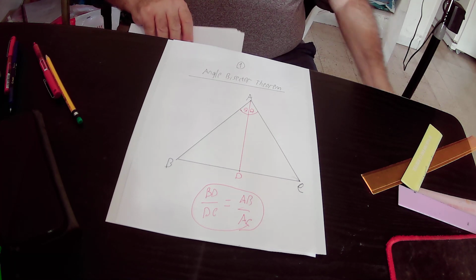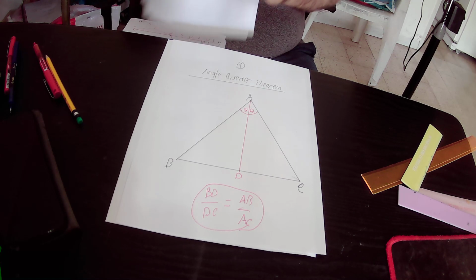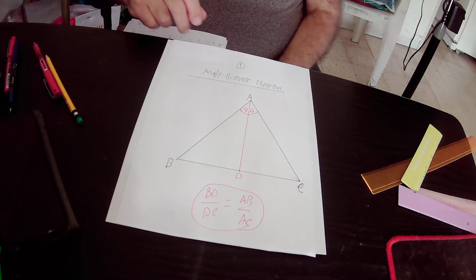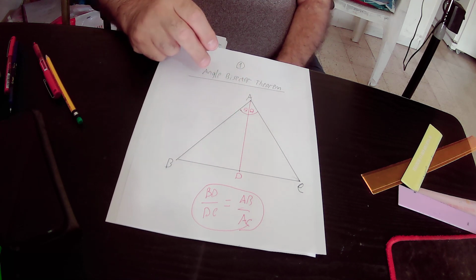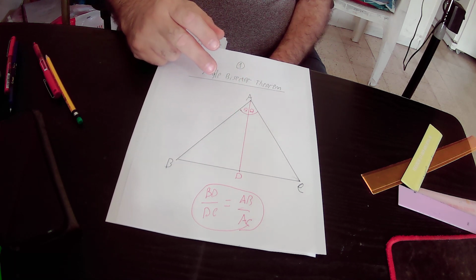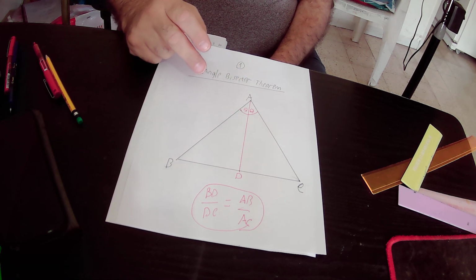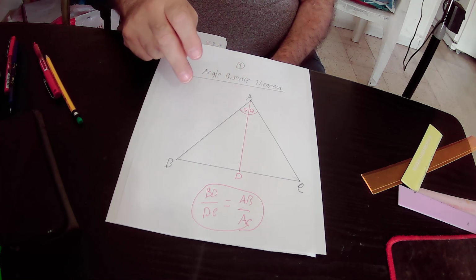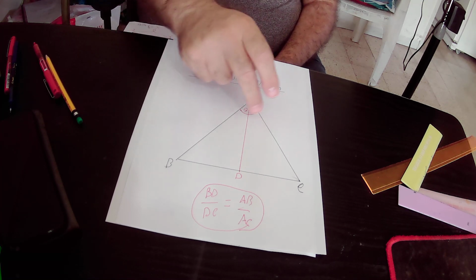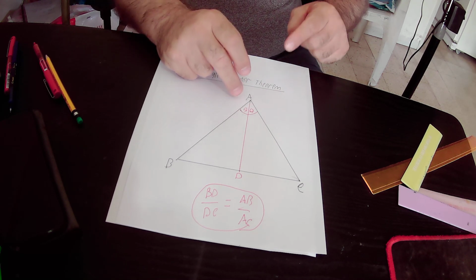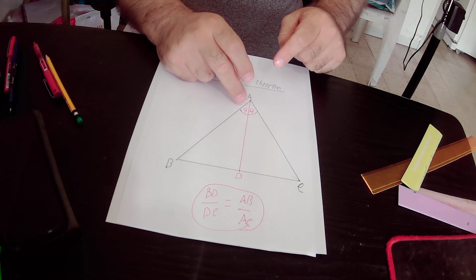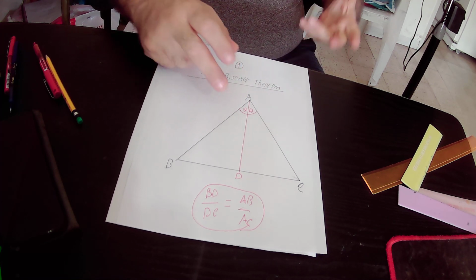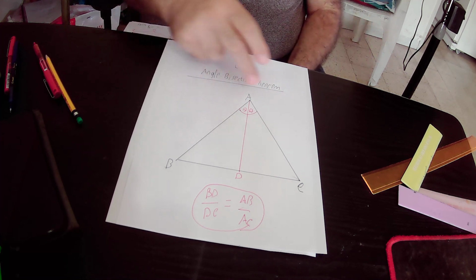The angle bisector theorem states that the angle bisector AD, first of all, AD is an angle bisector. Why is AD an angle bisector? Because it bisects angle BAC. That is to say, it divides angle BAC, this angle, into two equal parts, alpha and alpha. Therefore, AD is an angle bisector in triangle BAC.